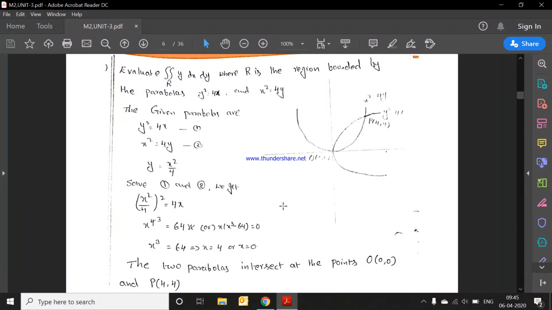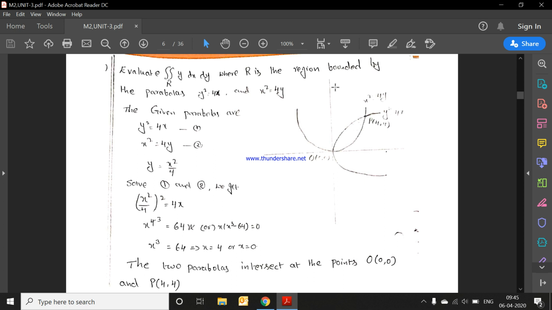Good morning, students. Today we will discuss how to find the limits of integration for the given region. Now we will start with an example. Evaluate the double integral over R of y dx dy, where R is the region bounded by the parabolas y square is equal to 4x and x square is equal to 4y.